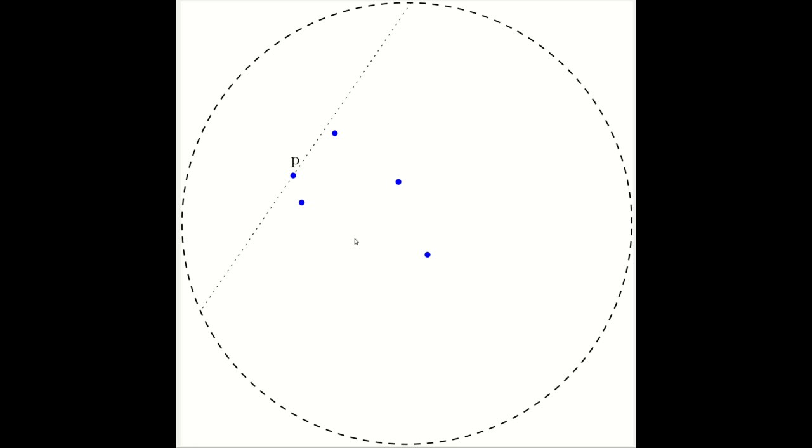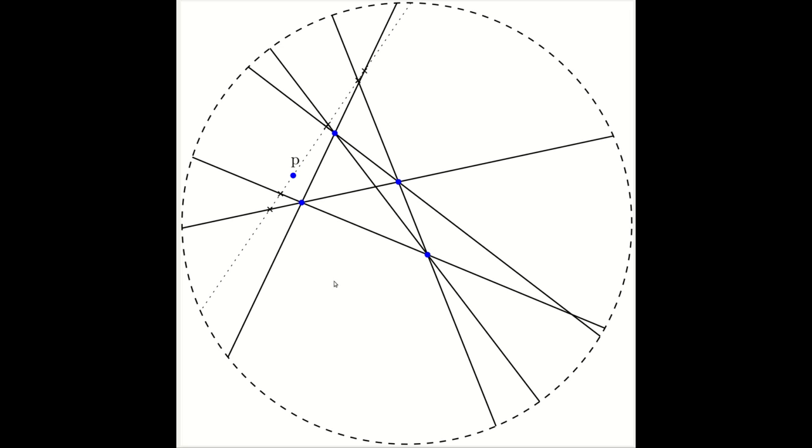Now let's look at the rest of the input. By connecting every 2 points in the rest of the input, we'll get a line. Let's connect all of them, and let's look at the intersection of all these lines that we create with the dotted line. These intersection points are denoted by crosses in this picture. Among these intersection points, there will be 2 that will be adjacent to P in the projective sense. In other words, from P, we'll have 2 directions, and each direction will give us one adjacent intersection point.